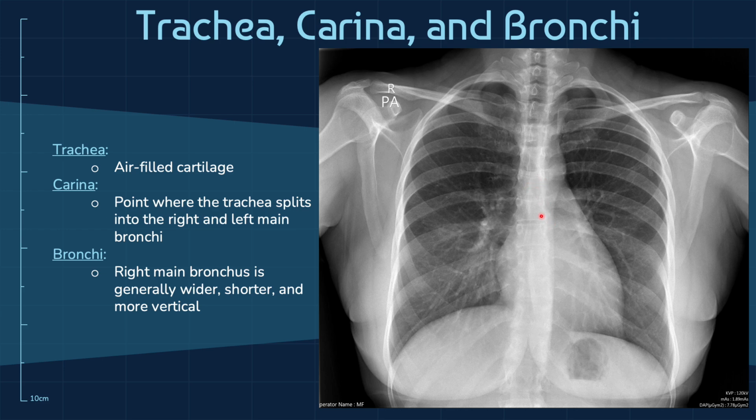bronchi. And then you can see the right main bronchus and the left main bronchus. It's important to note that the right main bronchus is generally wider, shorter, and more vertical. And this is important because whenever someone aspirates a foreign object, especially in children, it's more likely than not to get stuck in the right main bronchus due to its shape.